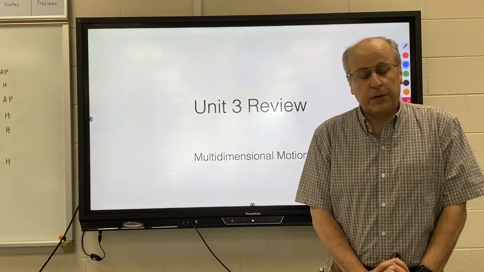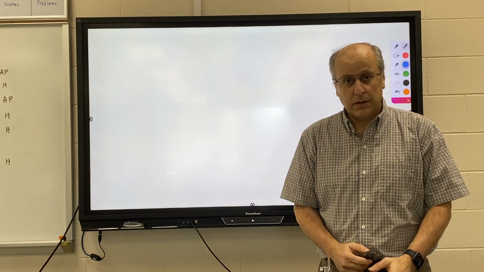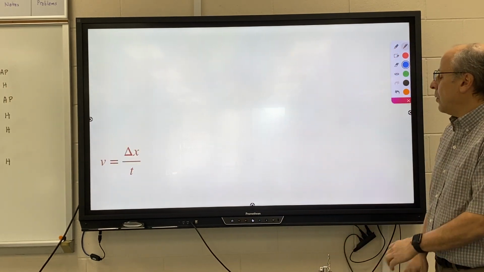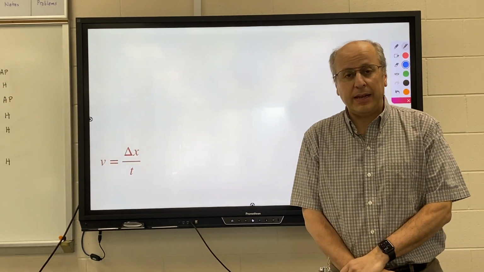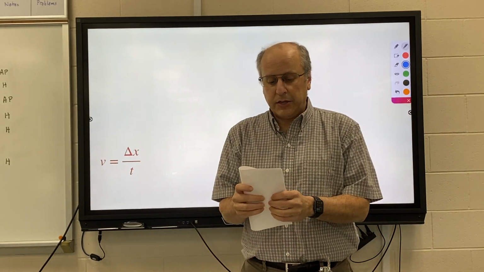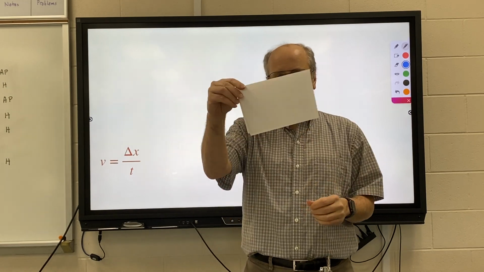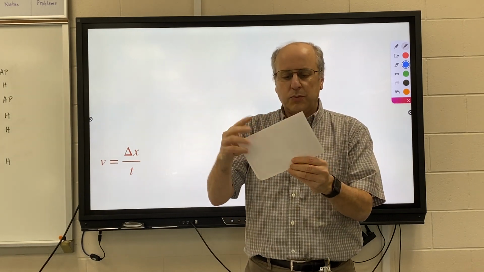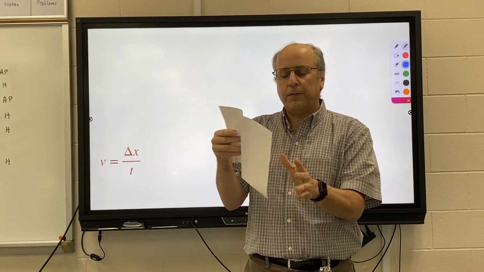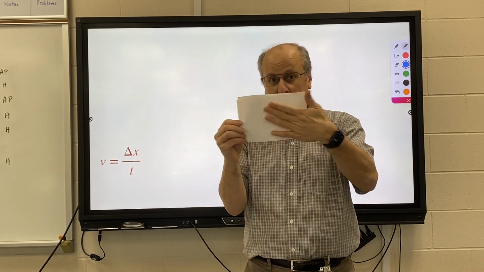Today we want to review the main ideas for Unit 3. We want to start by having you create a formula sheet. To make your formula sheet, take a blank piece of paper and fold it in half so you have 4 sections: 1, 2, 3, 4. We're going to put all of these formulas on our first section.